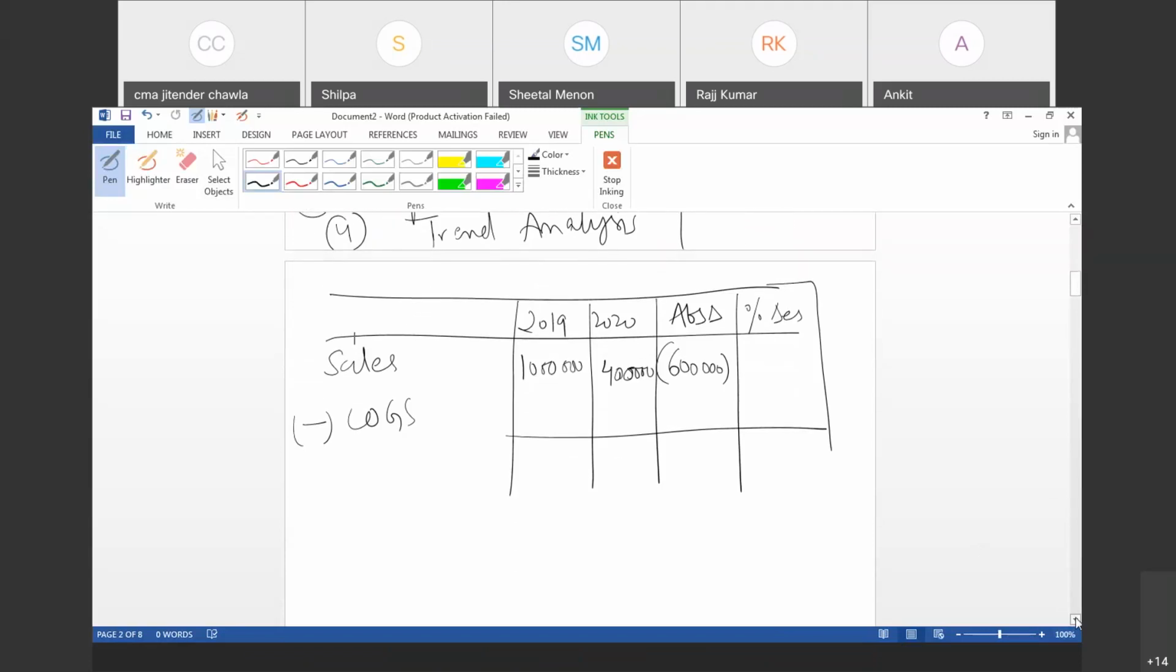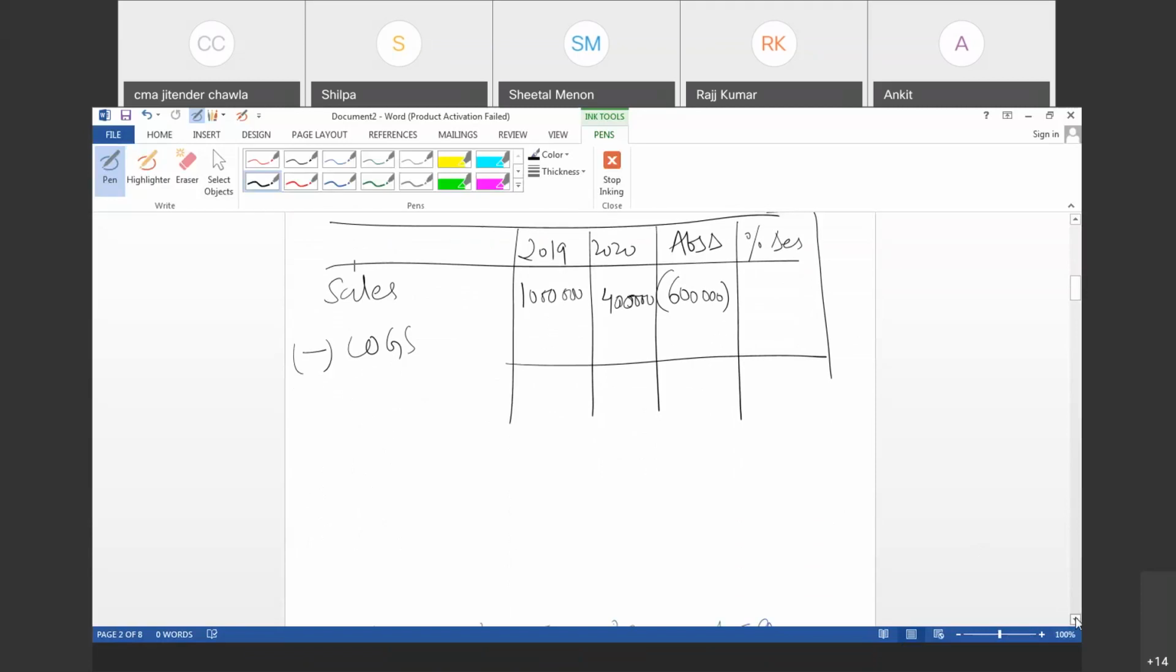Because I expect this answer should be given by you. What am I doing? Say 6,80,000, 5,20,000 is the change. How did I calculate absolute change? Anyone of you? New figure minus old figure, right? Okay. This is 4 lakh. This is 3,20,000. This is 80,000.